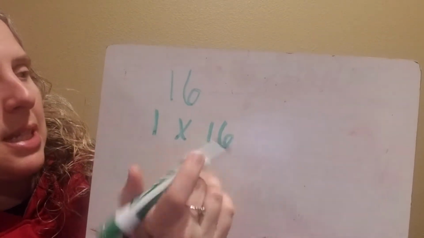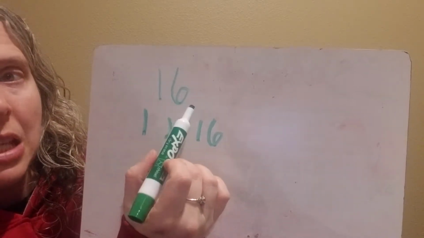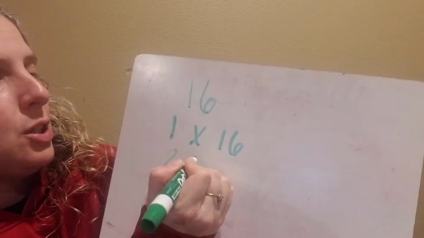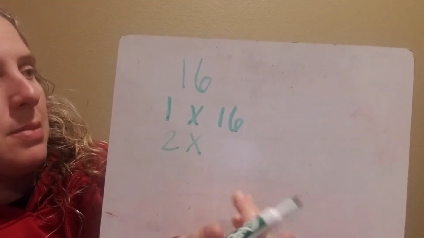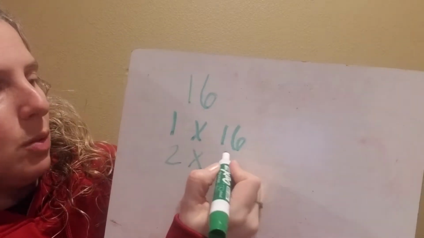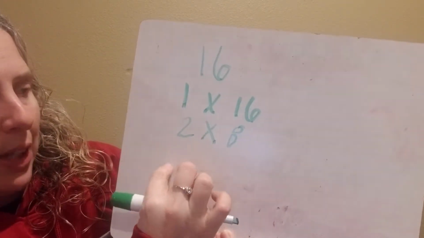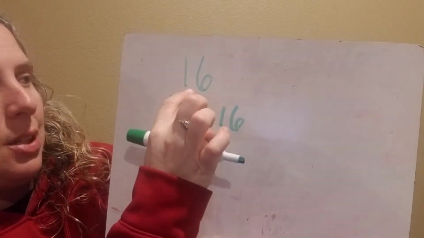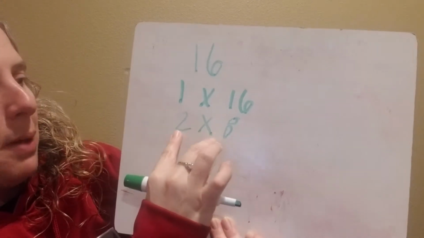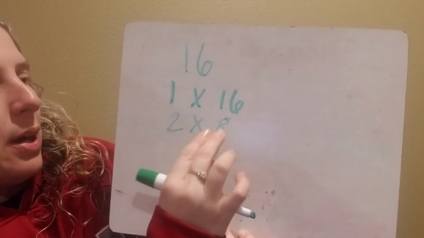So 1 times 16. Then I have to think, is 16 even or odd? It's even, so I know it can be divided by 2. Okay, so 2 is a factor. 2 times 8 equals 16. Okay, now I just have to go up. I have to count all the digits up to 8 and see, do they go into my number? Whatever was multiplied by 2, that's as high of a digit as you need for one of the factors.